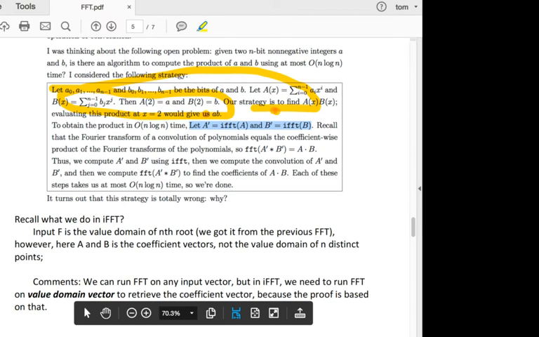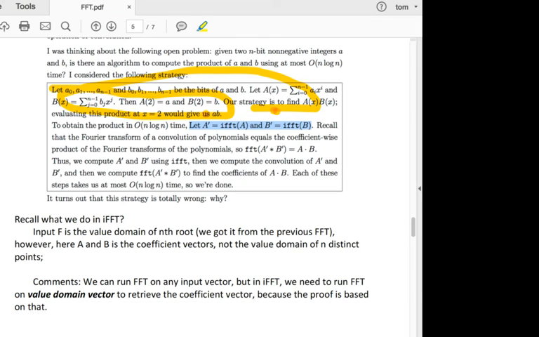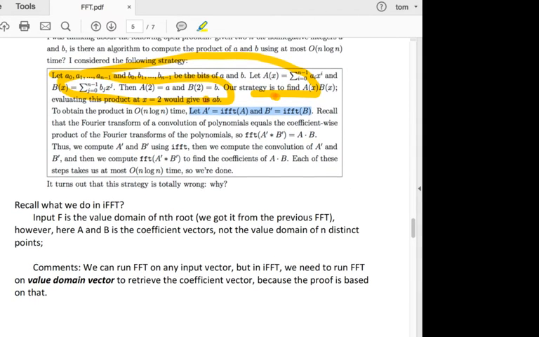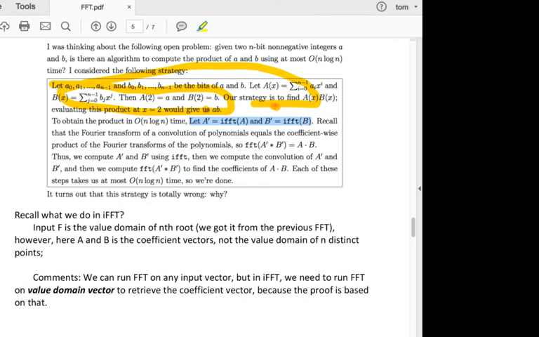In our algorithm, we got it from the second step, from the previous FFT. However, here a and b are just coefficient vectors. It's not the valid domain vector. And in the inverse FFT, we need the valid domain of n distinct points. Starting from there, we can do something inverse to get the coefficients.